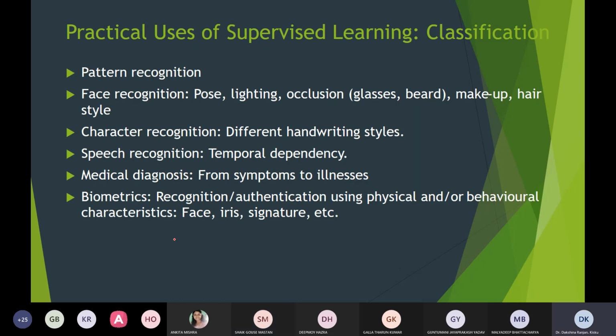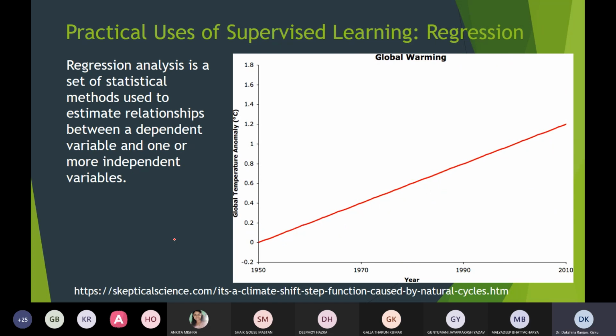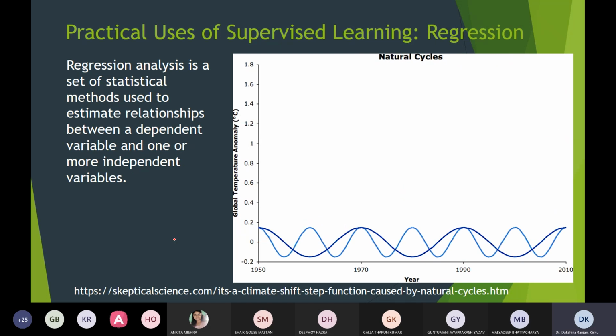So what are the different classification problems that we can have? Pattern recognition, face recognition, character recognition, speech recognition, medical diagnosis, biometrics. So these are the different classification problems in which we can apply supervised learning strategies. Now another supervised learning strategy is regression.